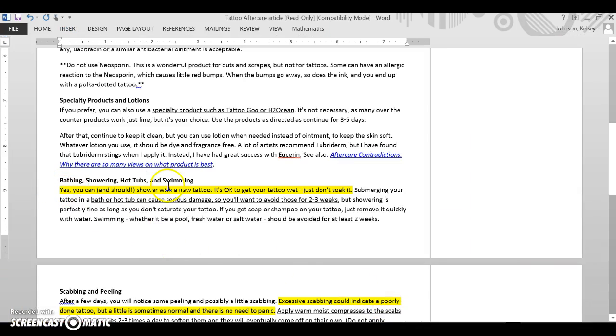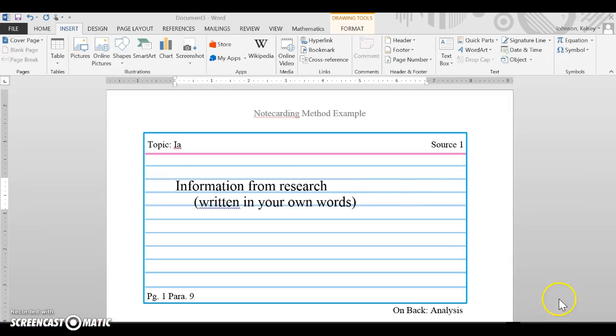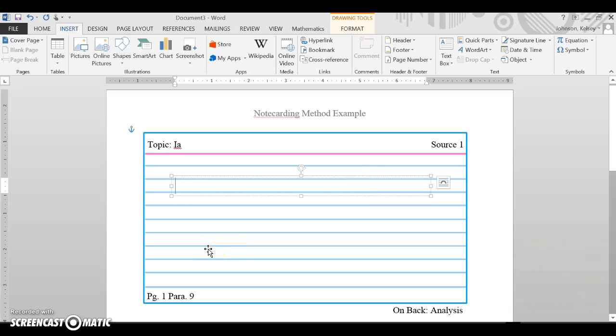So I'm looking at this, and normally most of you guys already would have put this into your own words, but I'll just quickly reread it so I have an idea of what I highlighted earlier. So now that I have reread this and it's fresh in my memory, I go back to my note card, and I put this into my own words.